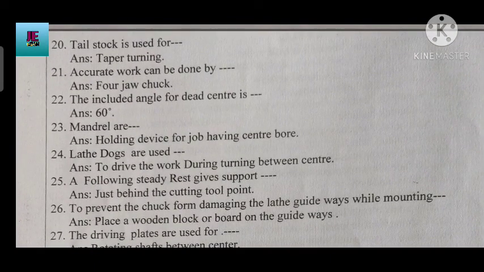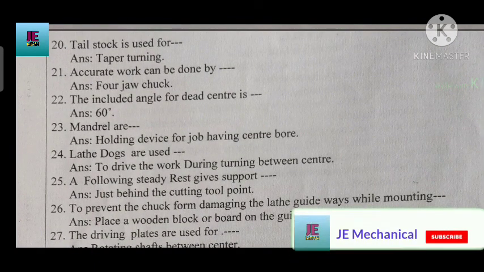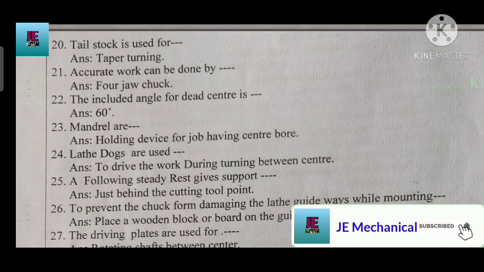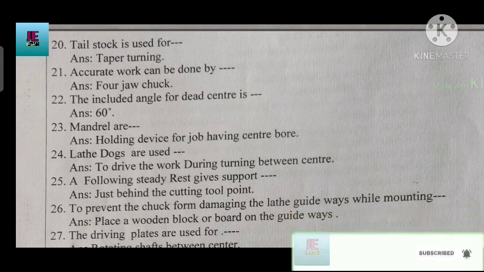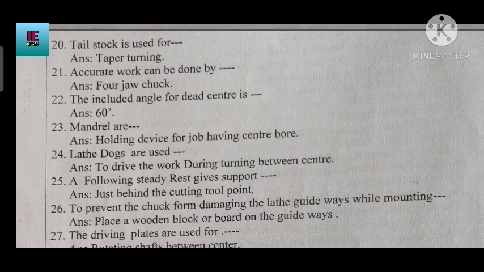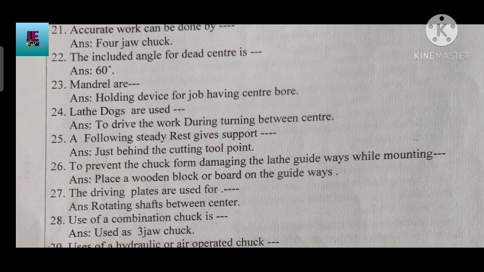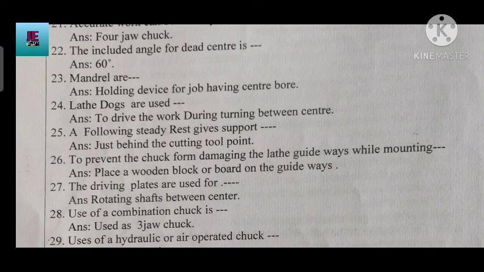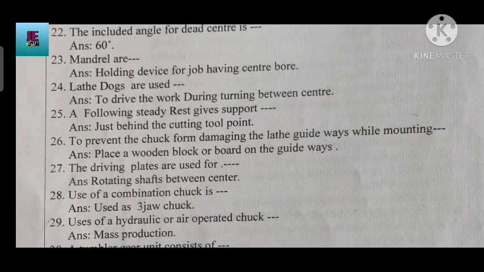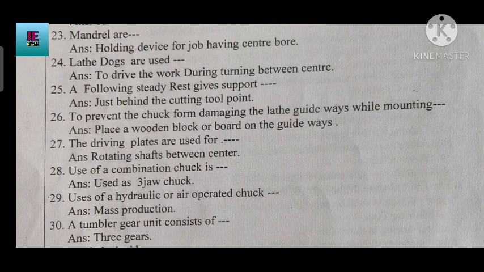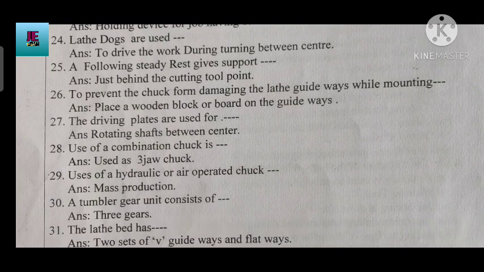Number 26, to prevent the chuck from damaging the lathe guideways while mounting, place a wooden block or board on the guideways. The driving plates are used for rotating shaft between centers. Number 28, a combination chuck is a combination of a 3-jaw chuck and a 4-jaw chuck. Use of a hydraulic or air operated chuck: mass production. A tumbler gear unit consists of 3 gears.